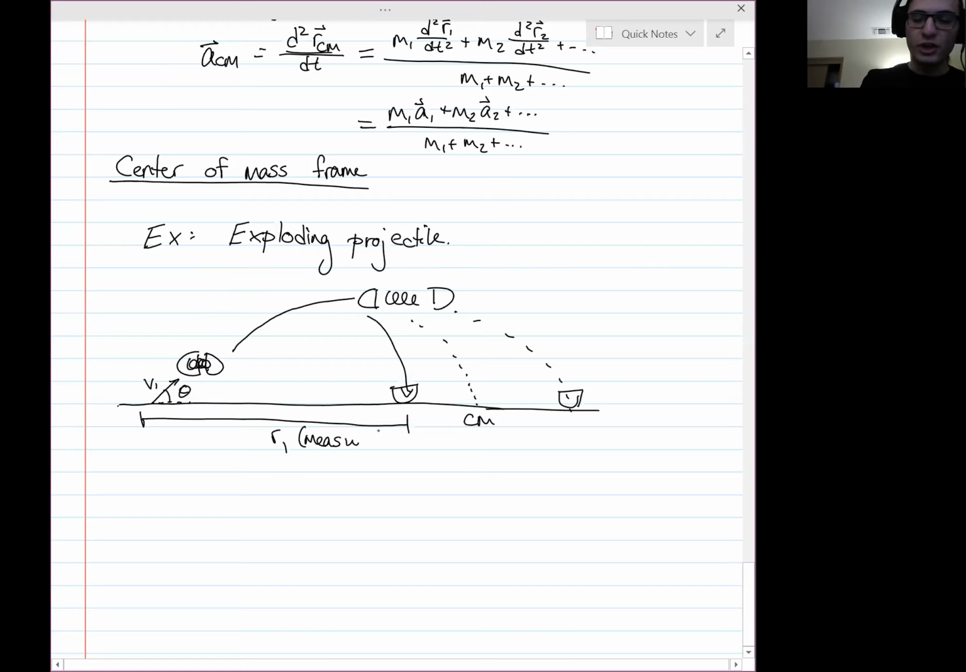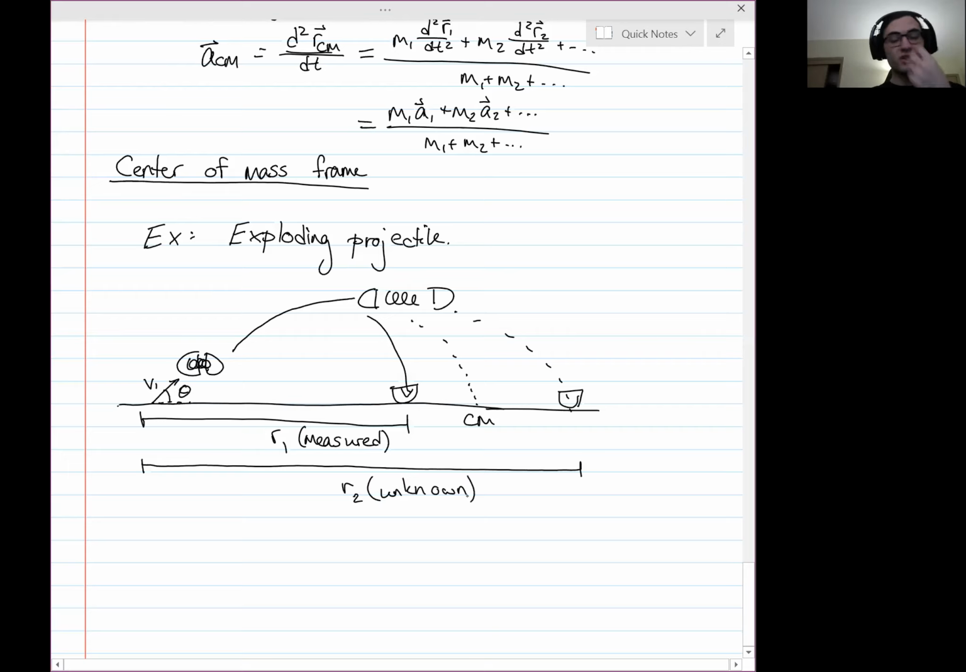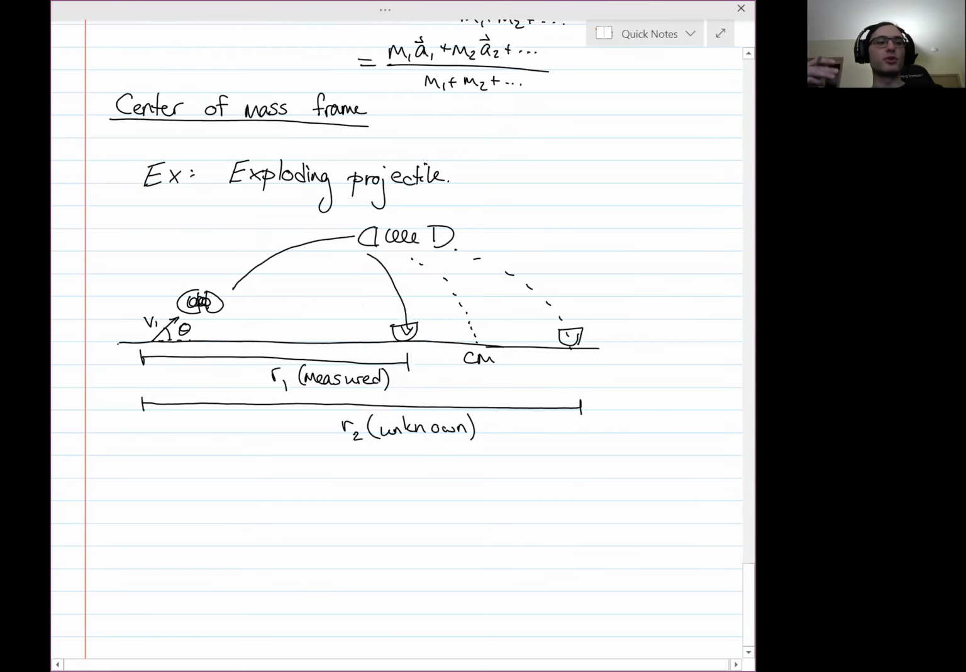Can we use that to figure out where the other one landed? The answer is yes. So what you would do is you would first find the location of the center of mass using the range finding equation. You'd find this position using the range finding equation from whenever. Just assume that the center of mass is not moving, or is not, sorry, how do I want to phrase that?